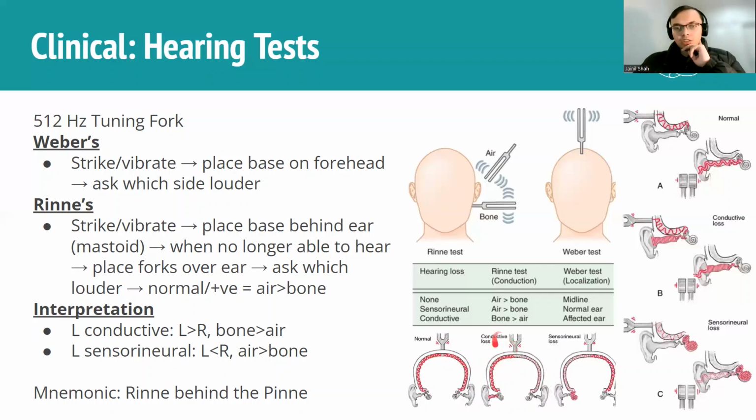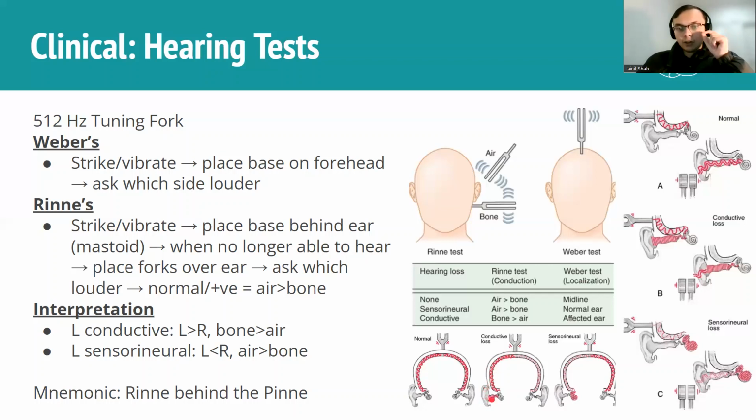If you have conductive loss, and again, conductive loss is where the conduction from the outside world through the external auditory meatus is affected. So it could be like an actual obstruction, it could be some other sort of damage. Then what happens is, strangely, it actually ends up sounding louder on that side. And the reason is that when one ear loses conductive power, it actually compensates for that by becoming more sensitive to bone conduction.